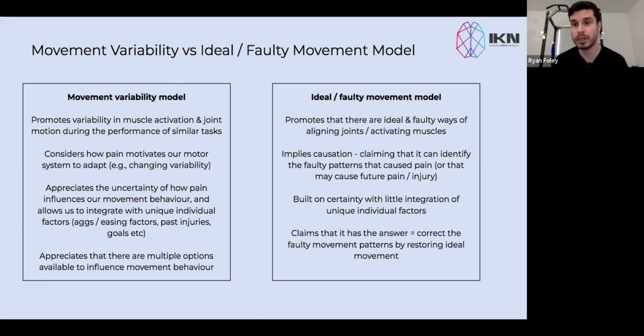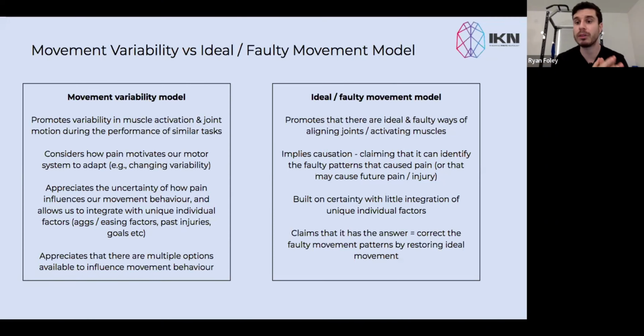You have to embrace the uncertainty. And how you embrace the uncertainty is by changing the way you make sense of information. You appreciate the uncertainty. You use a different model to make sense of what you're seeing, which affords many different options to approach that instead of saying that there's one option to do something. And it's built on certainty with little integration of unique individual factors. So this is the problem again with this model, is that it doesn't necessarily integrate all these unique individual features. It claims to be able to tell what's faulty, what's ideal based on just looking at your movements.